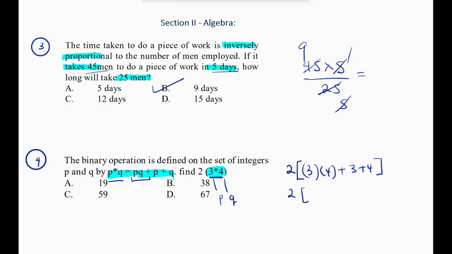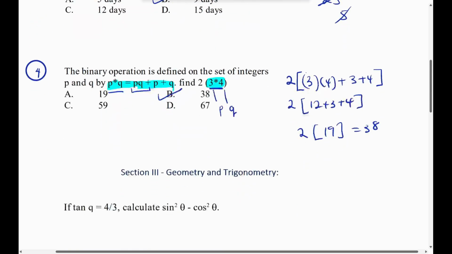So that will be 2 times, 3 times 4 is 12, plus 3 plus 4. So 12 plus 3 is 15, 15 plus 4 is 19, 19 times 2, and that's 38. So the answer is D. All right, so that's that about that. Now let's go on to the next section.